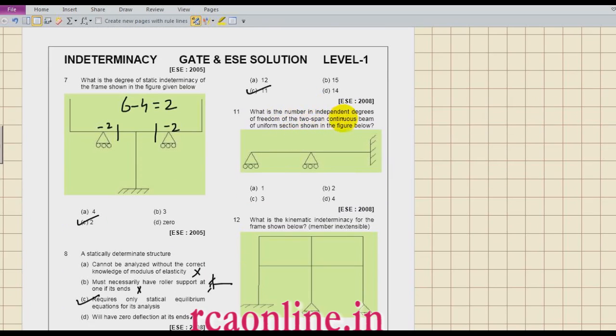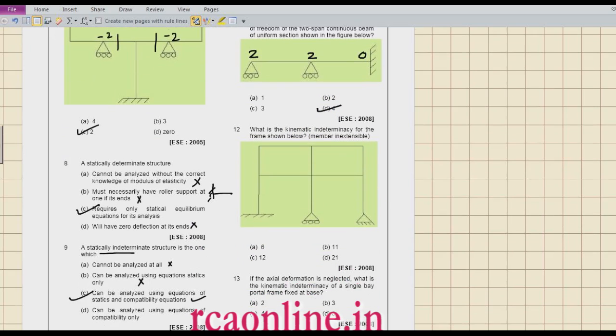So he is asking the independent degree of freedom. So kinematic indeterminacy. So how many do I have? 2 here, 2 here and 0. So what is the answer? 4. Now kinematic indeterminacy of this.